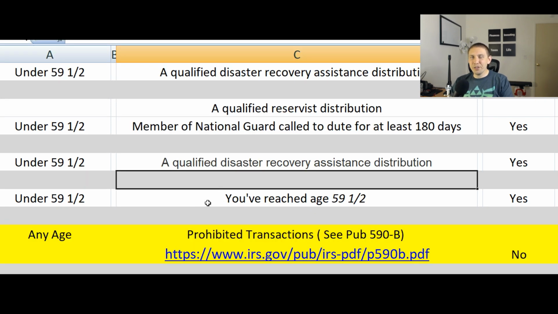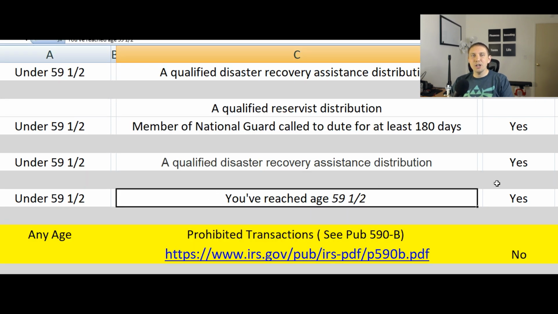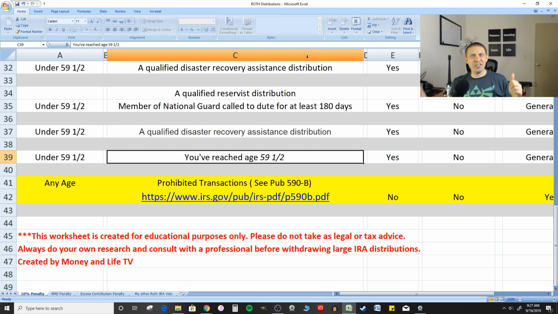Okay, the last two here on the 10% early withdrawal penalty. So you've reached age 59 and a half. The day you become 59 and a half, it doesn't matter why you take out the money from your Roth, it is now deemed a qualified distribution. You no longer have to worry about that 10% early withdrawal penalty. And at that point, life is good, ladies and gentlemen, life is good.